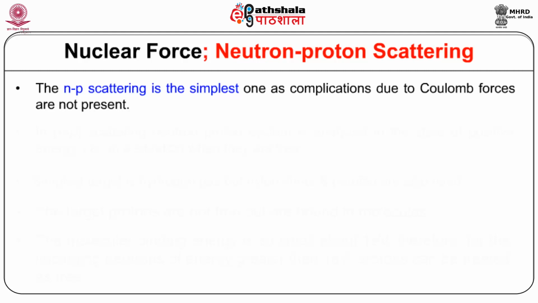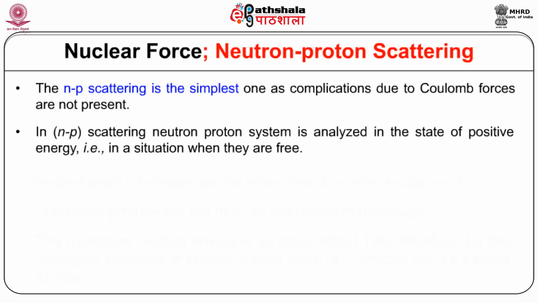Why is it the simplest case? Because the Coulomb forces are not present. Neutron is neutral and proton is a charged particle, so there should not be any Coulombic interaction, Coulomb force. In NP scattering, the neutron-proton system is analyzed in the state of positive energy, that is, in a situation when they are free. This is another advantage of NP scattering.